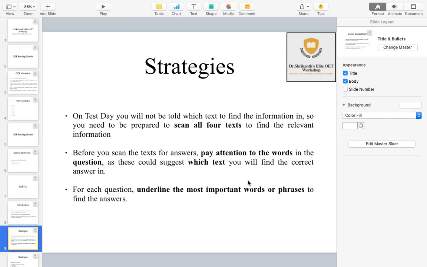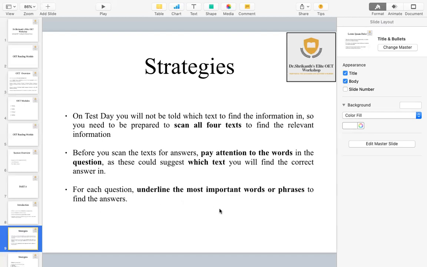If you really want to develop your time management skills, always pay attention to the words in the questions first, and then scan all the four texts. All right, so if you do the keyword analysis in the questions and then you scan the four texts, you can actually find out where specifically you can find the answer. Okay, so that is one strategy.